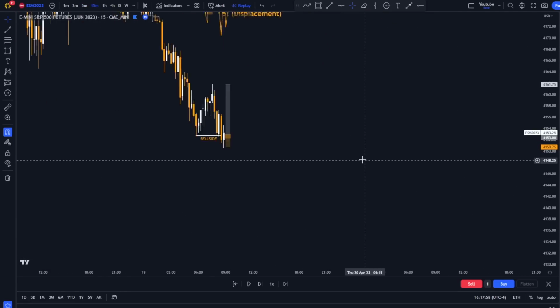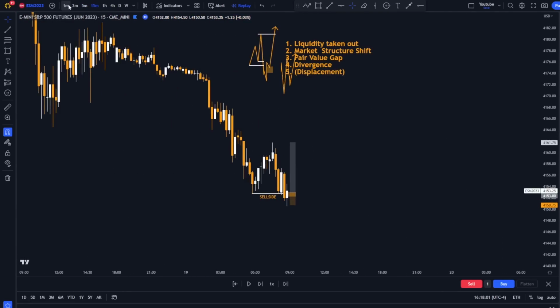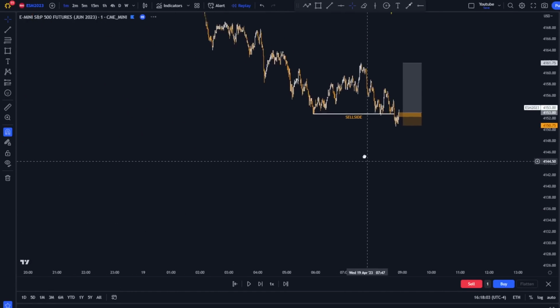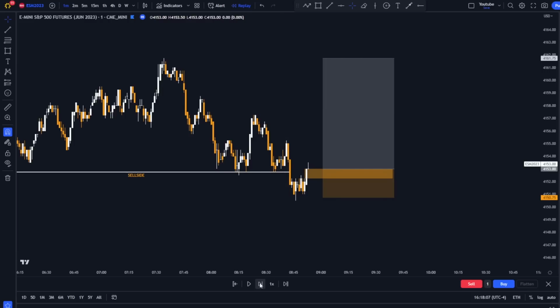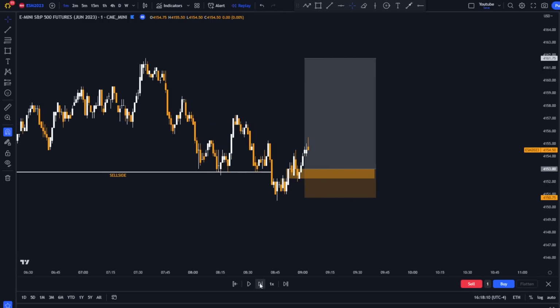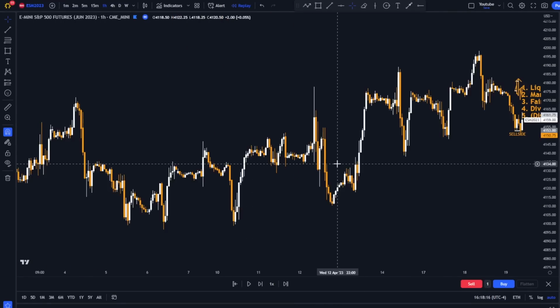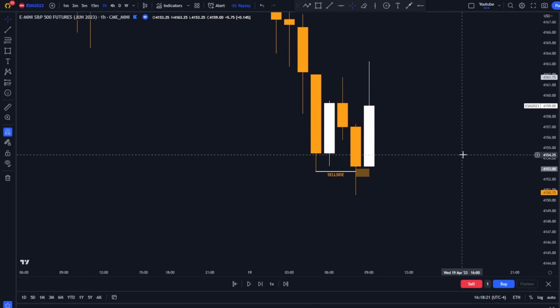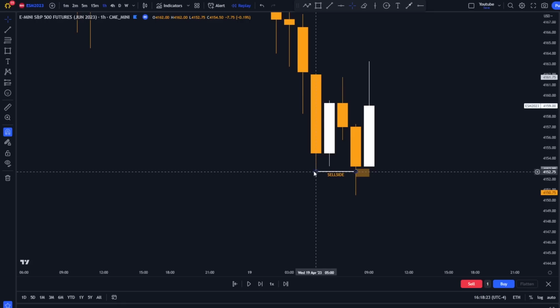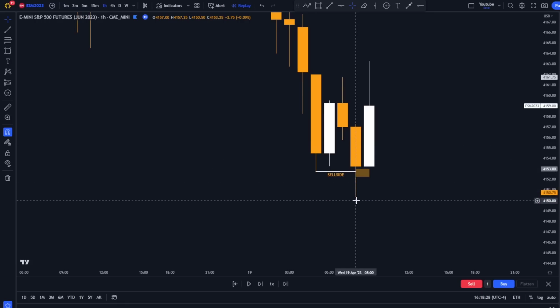So you can go to the 15-minute chart and look for more stuff. So let's go further. You can see it got filled. Now for the displacement, you want to go to the 1 hour chart. And this is exactly what displacement is. You have this low right here, and this candle tried to break through, but it closed above.